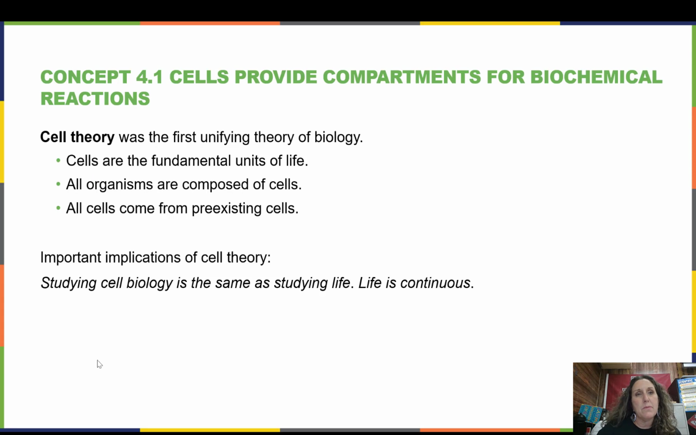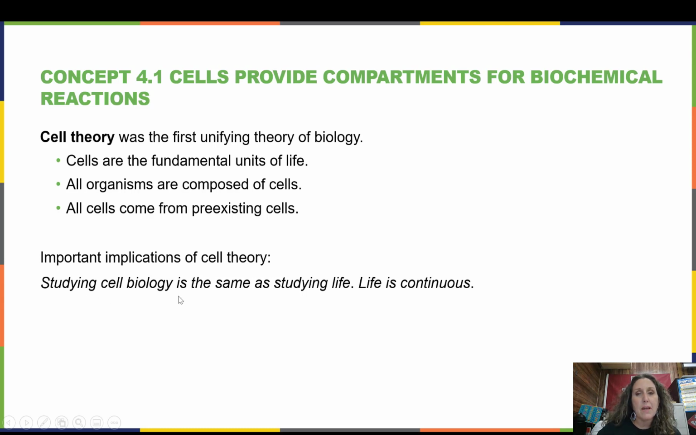So what are we looking at under the microscope? Well, we're going to be looking at cells, and we know that cells are the smallest unit of life. And we know that because of the cell theory. This is the first unifying theory of biology. Cells are the fundamental units of life. All organisms are composed of cells, and all cells come from pre-existing cells. And all of that sounds like, duh, we already know. But back in its day, it was revolutionary, especially that cells come from pre-existing cells. Basically, life has to come from life.